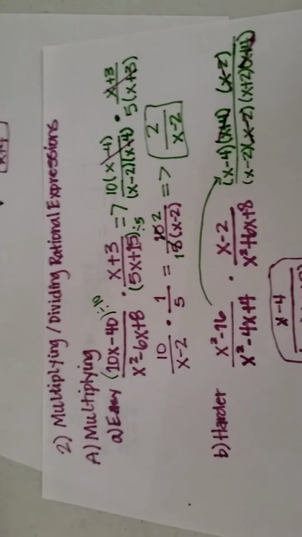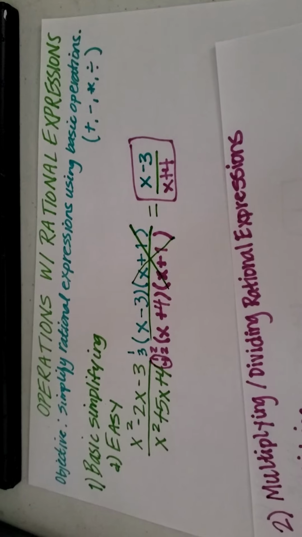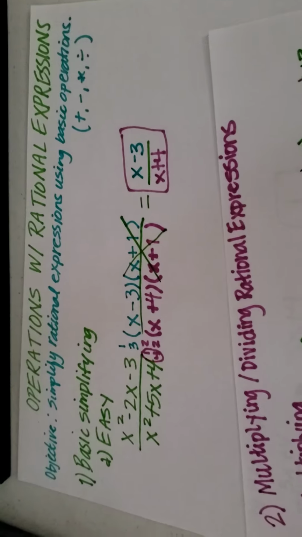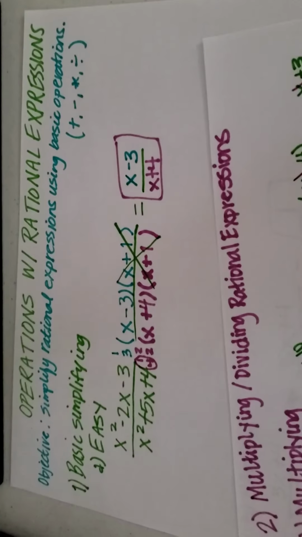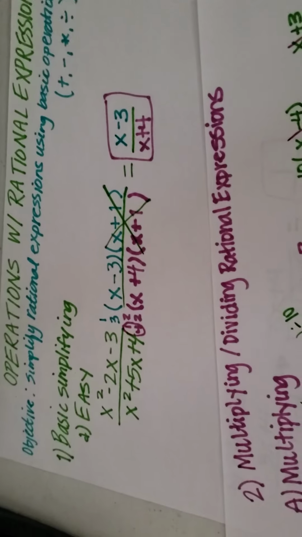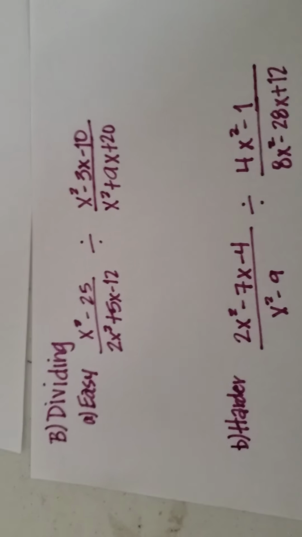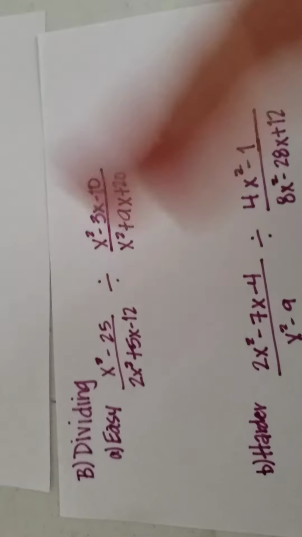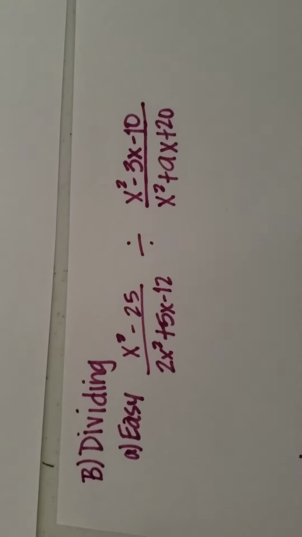We did that multiplying. Remember again that this is our operations with rational expressions. Our objective is to simplify rational expressions using our basic operations: adding, subtracting, multiplying, and dividing. So we've done a basic simplifying, and then there's the multiplying, and now we're going into dividing. Again, this is with factoring that we do this. So I'm going to go ahead and get started with that.